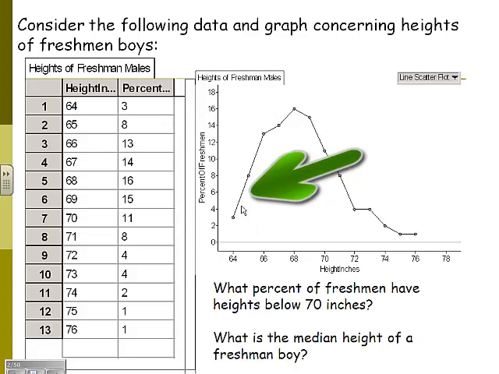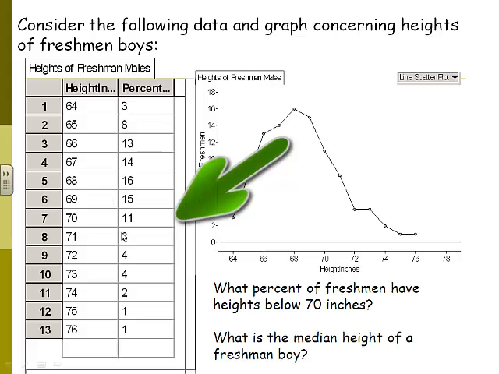And then this graph shows the connection between those two. So you can see that it's definitely skewed to the right, and basically you can see the shape and you can see the spread, and it looks like the center is somewhere around 69. So the first question asked is, what percent of freshmen have heights that are below 70 inches?